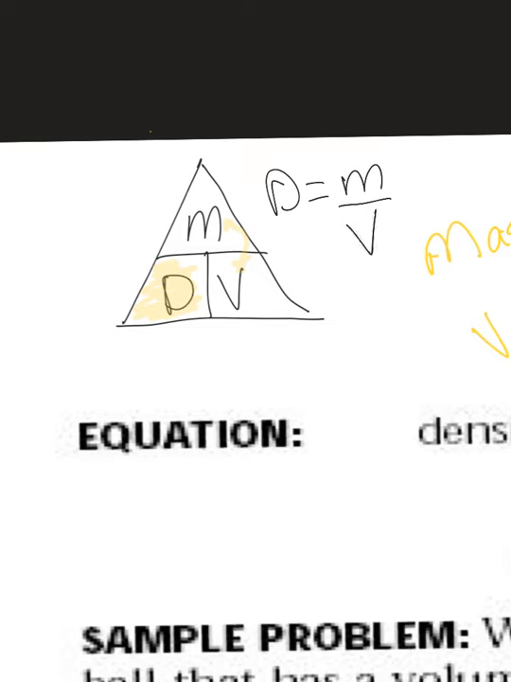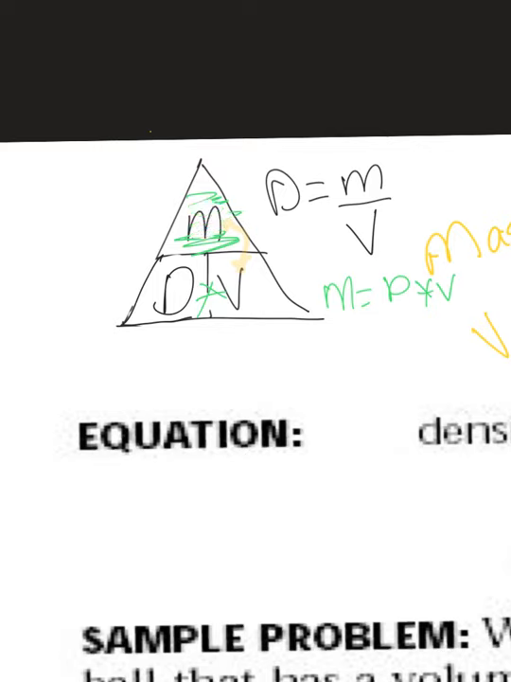Okay, let's back up some. Let's say I'm looking for mass in a problem. So this time I'm looking for mass. I'm going to highlight that in green. So I'm going to cover up mass, and I'm left with density times volume. So mass is equal to density times volume. And let's say I'm going to just use a different color here.